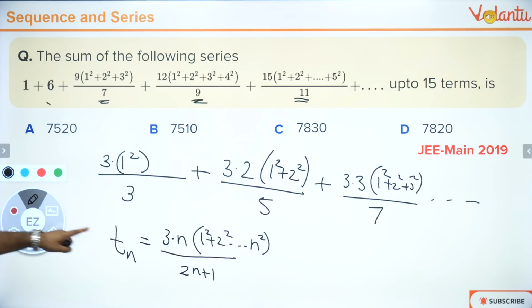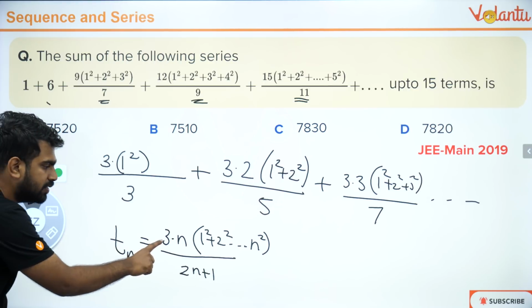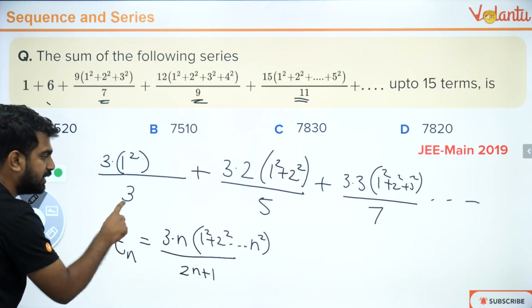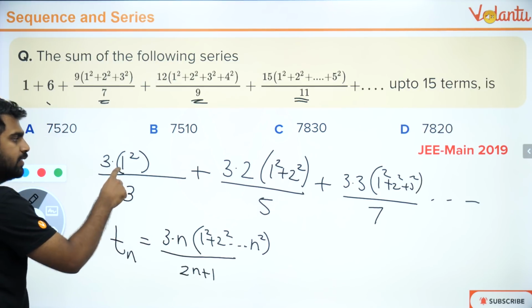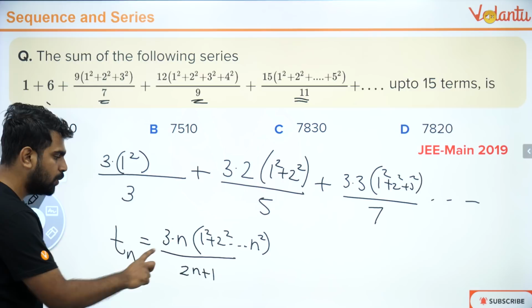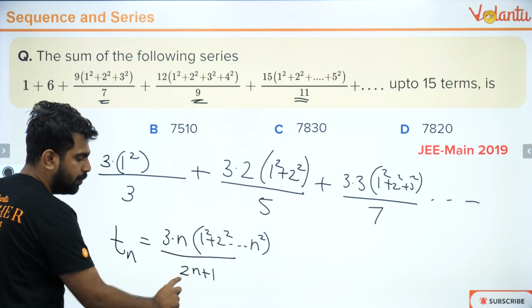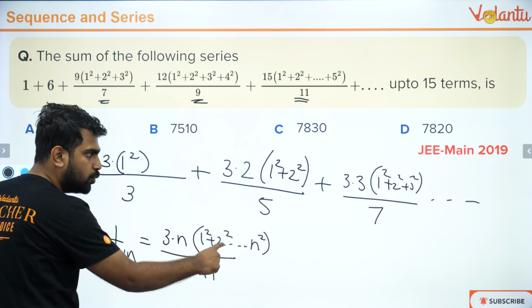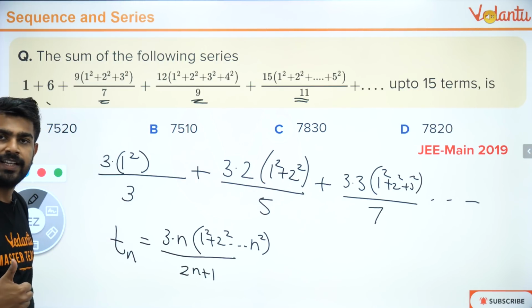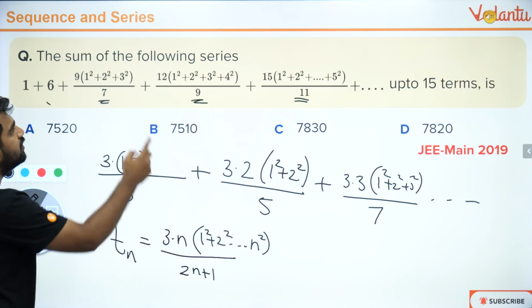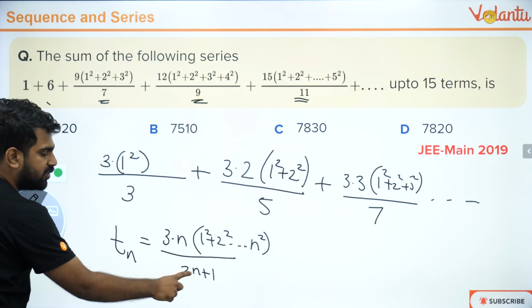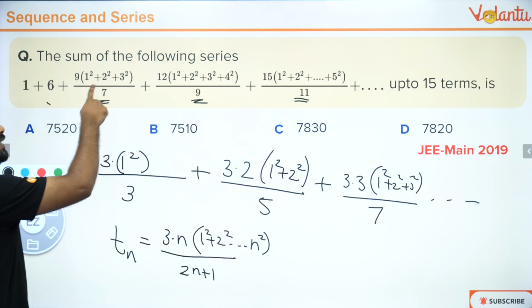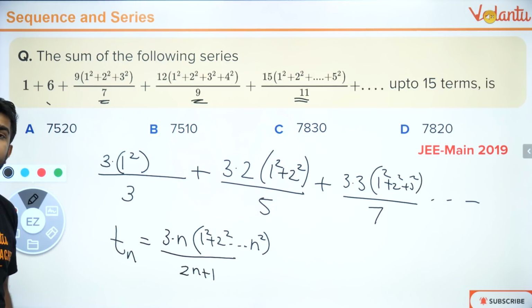Very simple. Let's put n equal to 1 and check it. If I put 1, 3 into 1, yes, 3. 2n plus 1, 2 into 1 plus 1, 3. Perfect. And 1 square. Perfectly correct. Let's put n equal to 2. 3 into 2 by 2 into 2 plus 1, so 4 plus 1, 5. Yes. 1 square plus 2 square. Absolutely right. n equal to 3 we'll put. 3 into 3, 9. Yes. 2 into 3, 6, 6 plus 1, 7. Yes. 1 square plus 2 square till 3 square. So my Tn is absolutely fine.